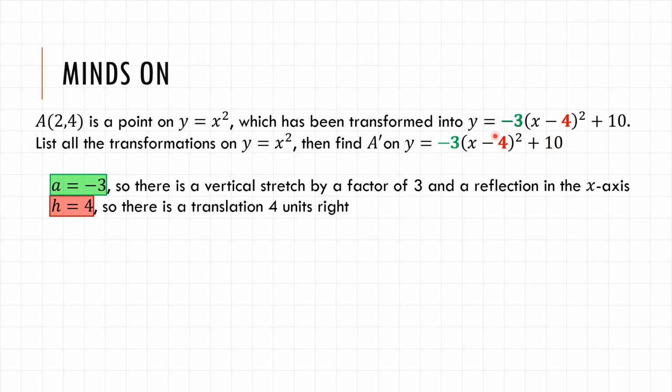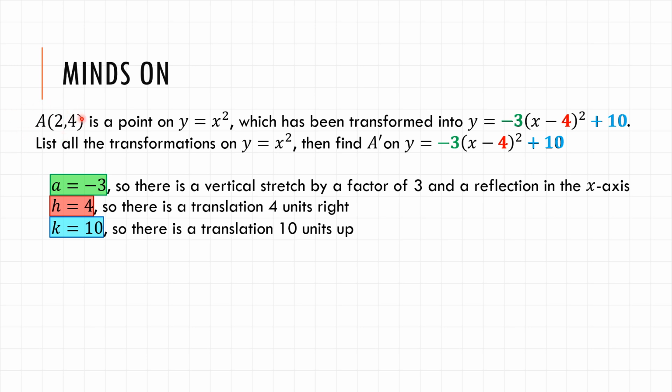The next one we're going to look at, again, we're just going to go left to right, is the h value. The h value is +4, and it's moving to the right by 4 units. The last value is k. K is 10, and that means that the function is moving 10 units upwards. Easy enough, right? Now let's get to this point, 2, 4.